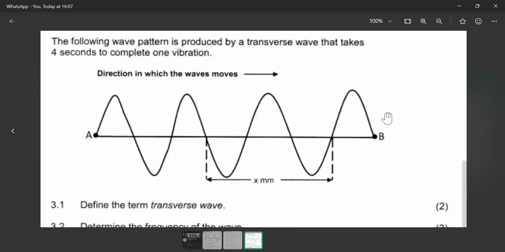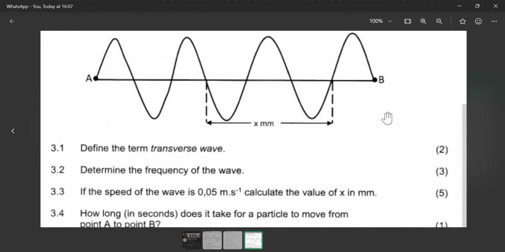So, here they say to us, the following wave pattern is produced by a transverse wave that takes 4 seconds to complete one vibration. In other words, the period of this wave is 4 seconds. That's what they're trying to tell you. Now, if you look at this wave, you're actually given nothing except the period.